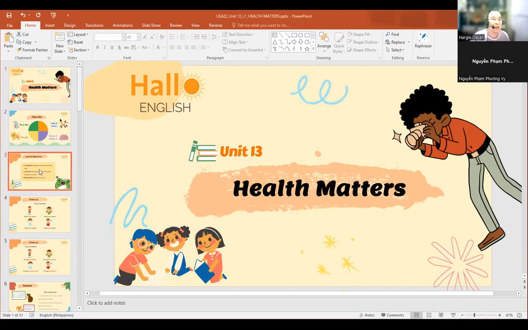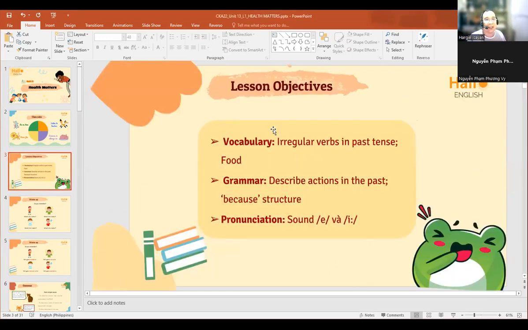What are the things that we should understand here? Under the vocabulary, we will be studying irregular verbs in the past tense. Since we are studying health matters, we are going to use food. So we are going to talk about food in the past tense, and study irregular verbs in the past tense.